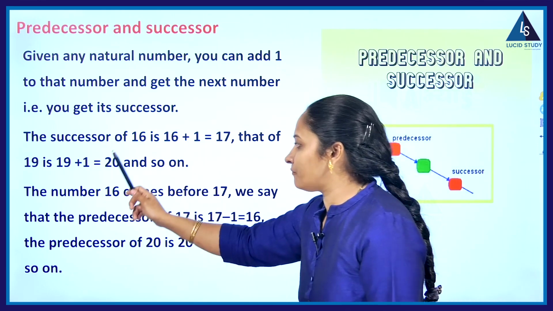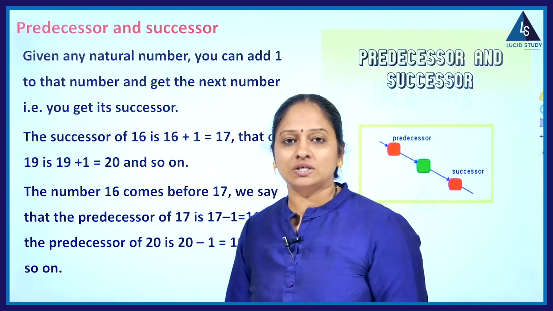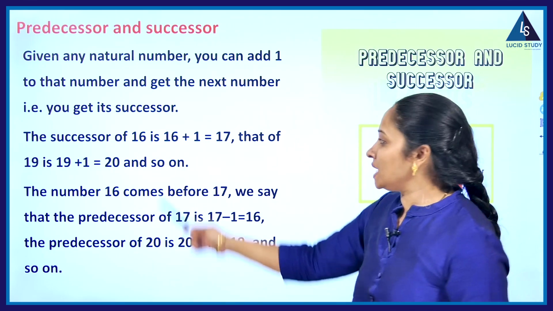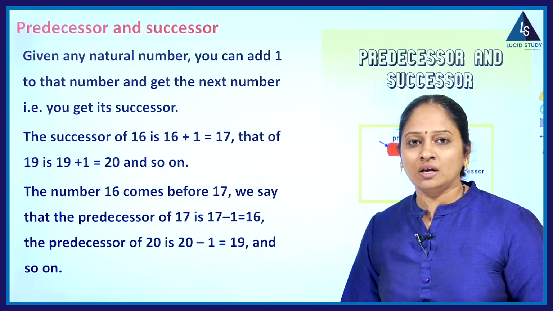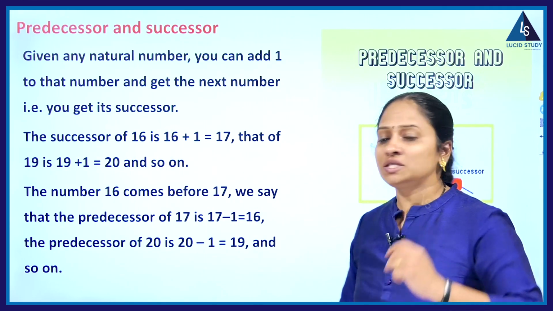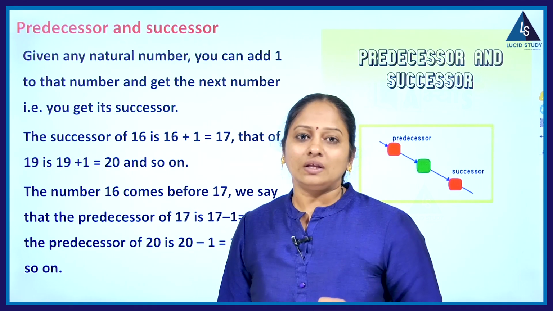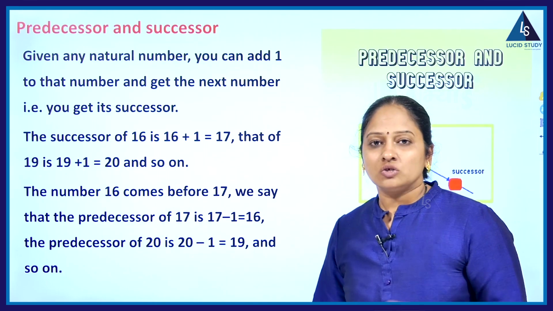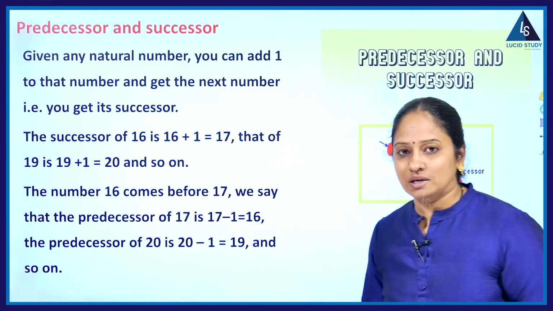For example, if you take the number 16 and I ask you what is the successor of 16, you have to add 1 to that natural number. So 16 plus 1 gives you 17, which we call the successor of 16. In the same manner, if I change the number to 19 and ask what is the successor of 19, by adding 1 to that number we get its successor.